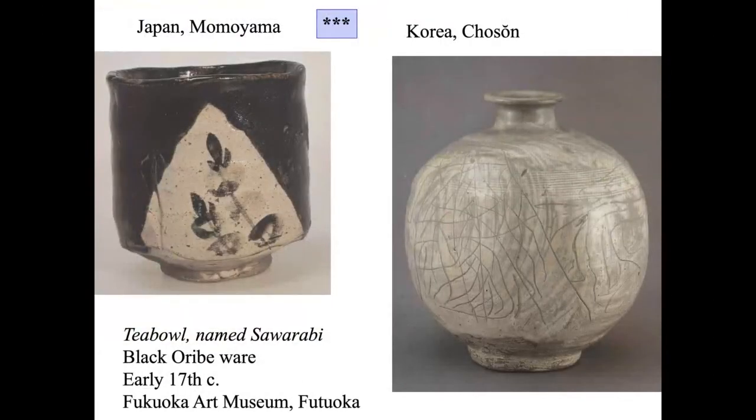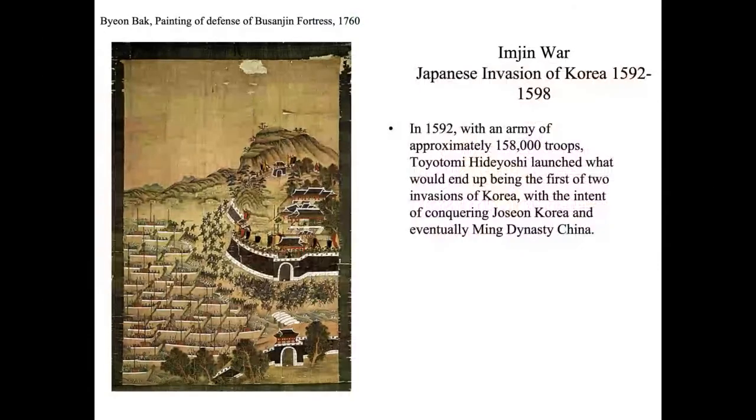So this is a Japanese Momoyama period teacup, and this is Joseon Dynasty buncheong ware. They share a common aesthetic, more natural and casual, as if you scooped it out of the clay, and it has this very raw look, as if it's not very well maintained. So that's the beauty of it.